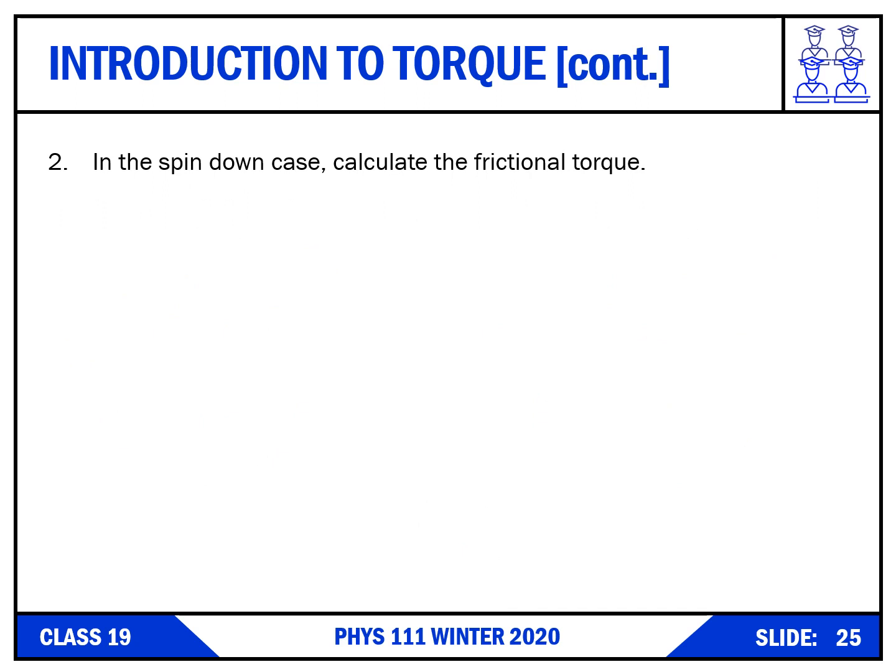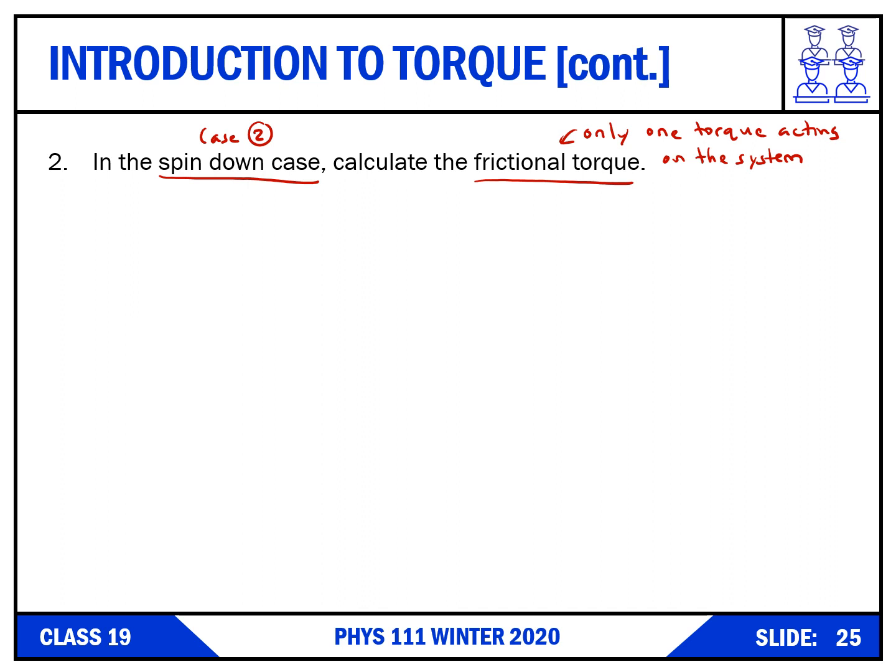So in the spin down case, so the second case where it's slowing down, we want to calculate the frictional torque. So the question is, why did I start here with the second case? So this is case 2. It's because there's only one torque acting on the system. So that's the easiest one to analyze.